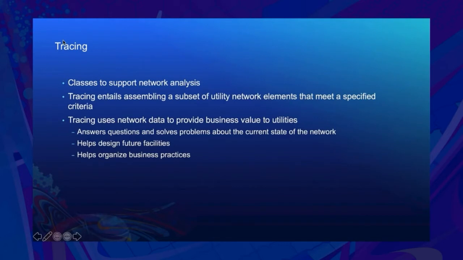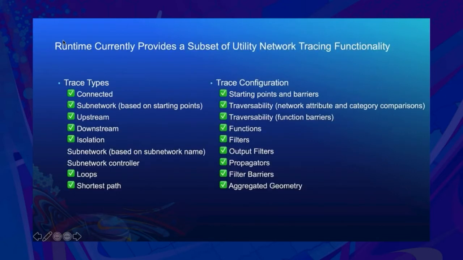So we have a full set of classes to support network analysis. The technical definition is that tracing entails assembling a subset of utility network elements that meet specified criteria. So what does that mean in terms of business value? Well, it helps you answer questions and solve problems about the current state of the network, helps you to design facilities for the future, and really helps organize your business.